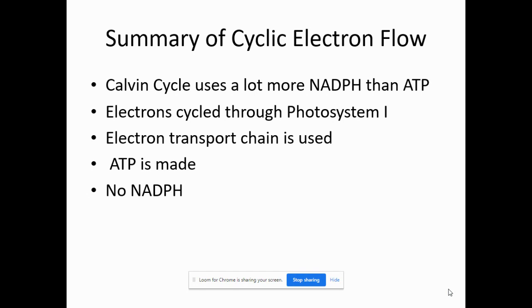And so you can have a buildup of NADPH in the plant cell, but a depletion of ATP, because the Calvin cycle uses more ATP than NADPH. And so to try to catch up, to replenish the ATP, they just undergo cyclic electron flow. That way more ATP is being produced, but not more NADPH, which they don't need.